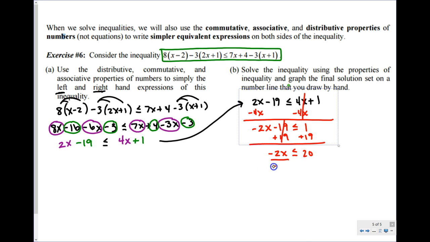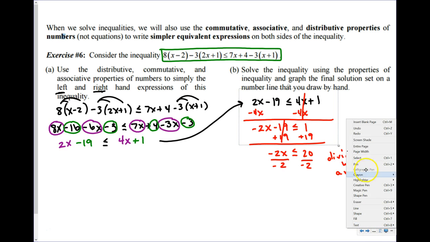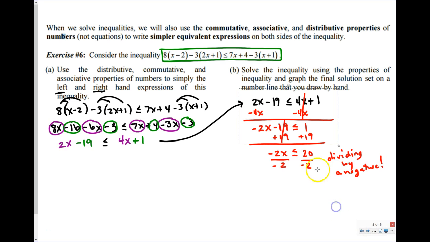And then finally, I'm dividing by negative 2. But because I'm dividing by a negative, what do I have to do? I have to flip the sign. So instead of a less than sign, I have to make it a greater than sign. These cancel out, and I get x is greater than or equal to negative 10. Okay? I had to flip my sign. Really important.